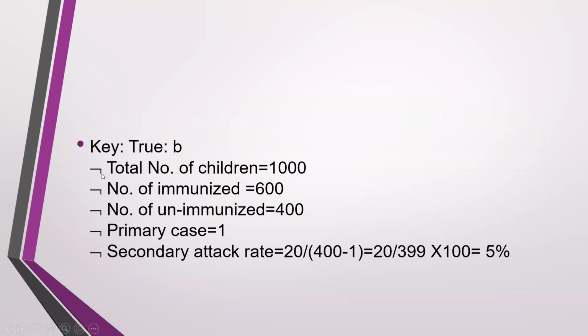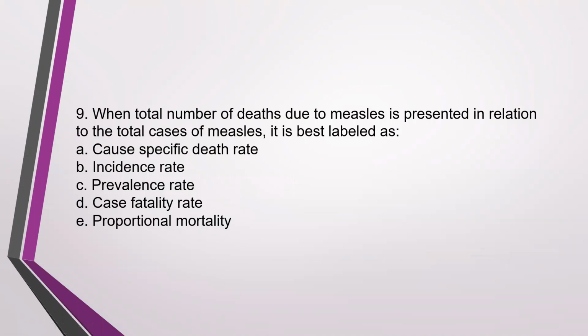I'll show you how. The total number of children 1000, number of immunized this, number of non-immunized this. Primary case was 1 and 20 caught the disease. So from the unimmunized 400, the secondary attack rate would be 20 divided by this, and it would be 5%. So B is the right answer.